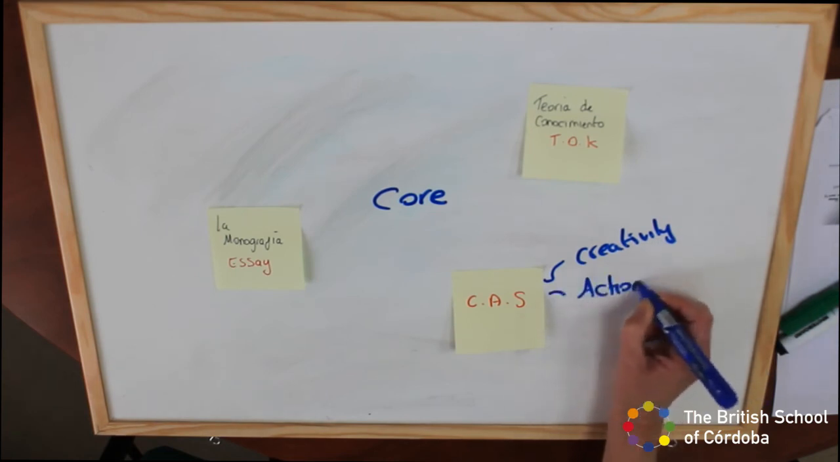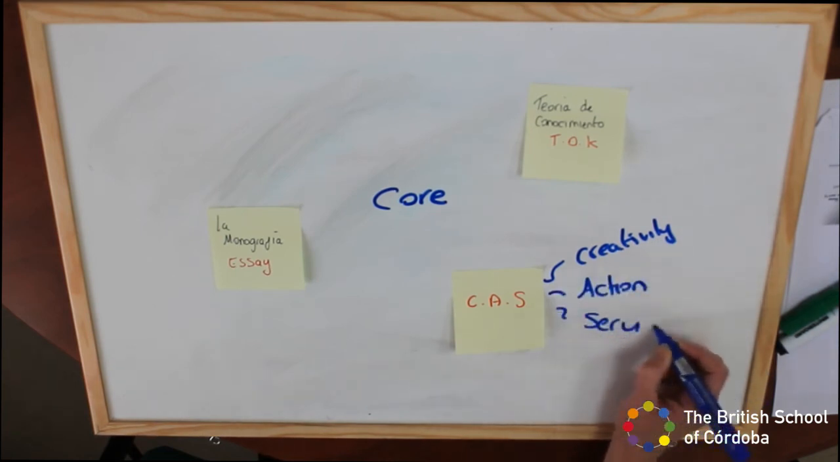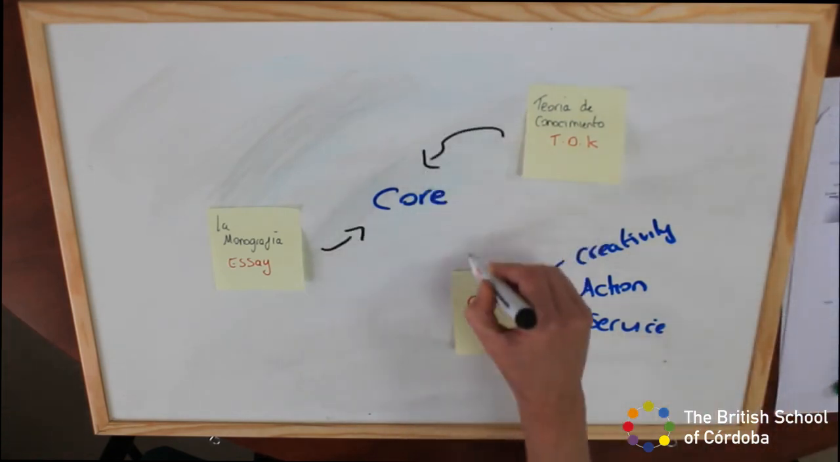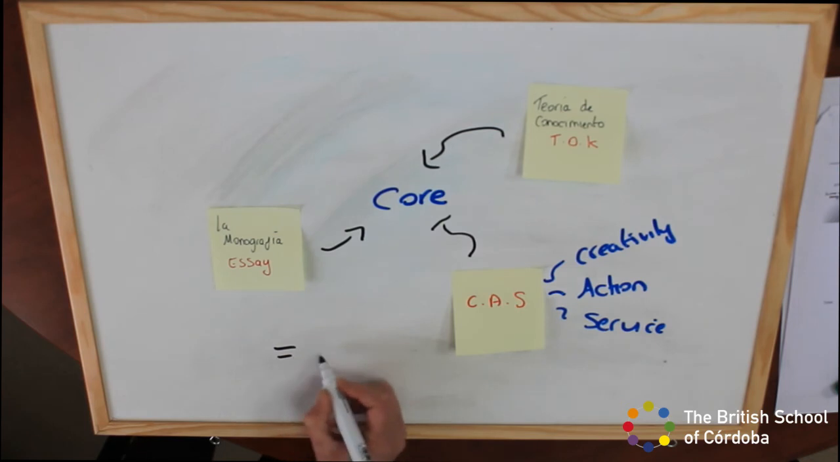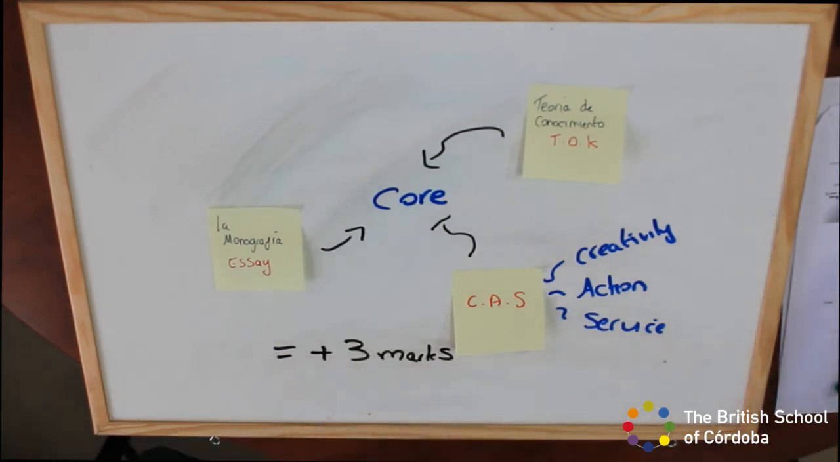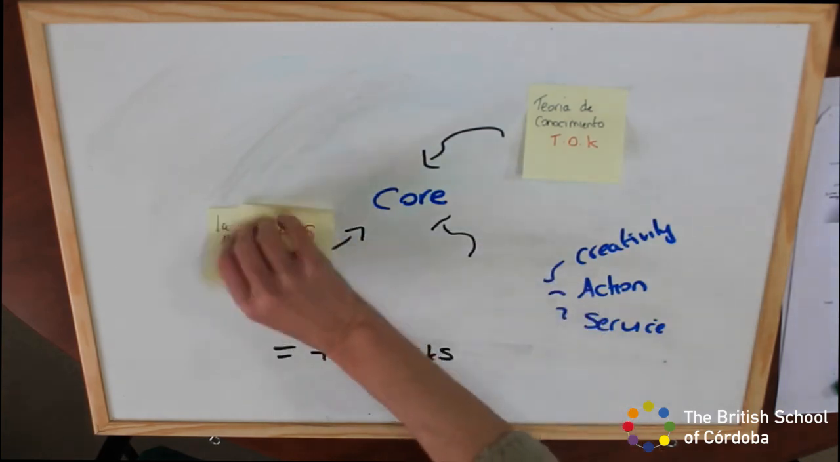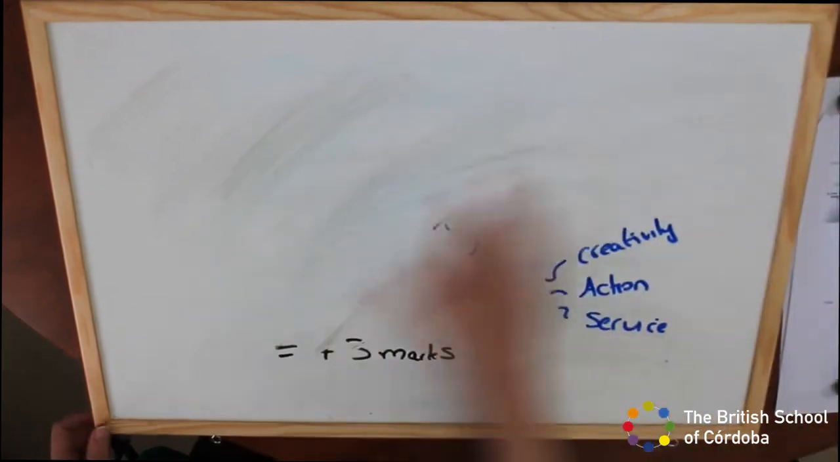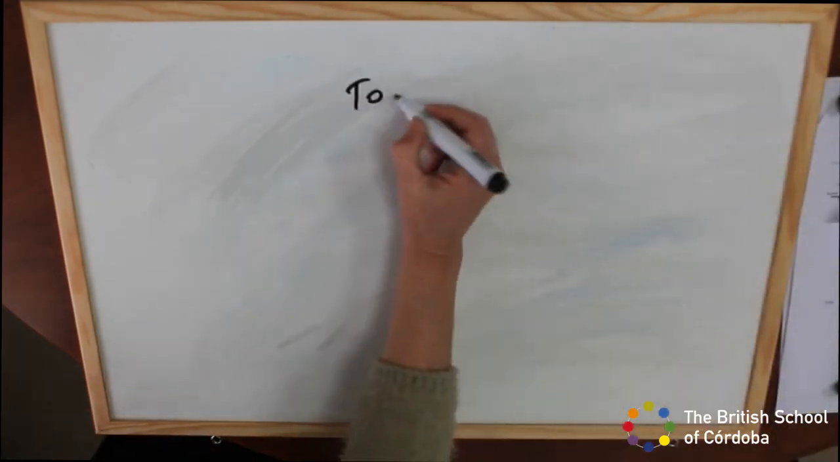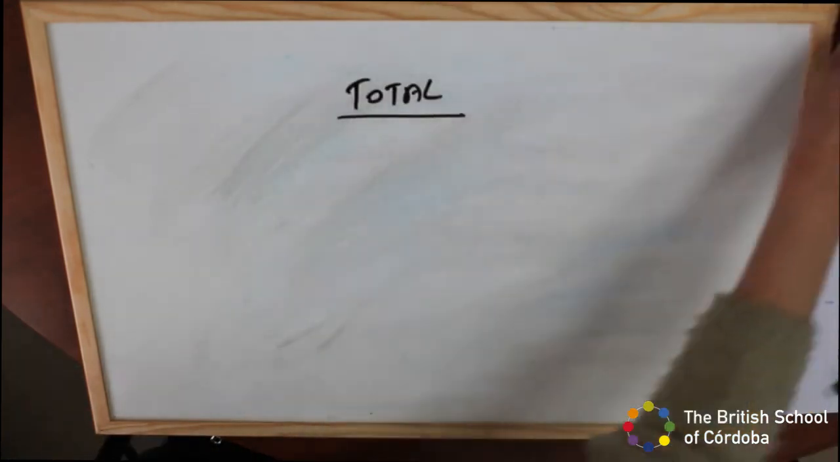And finally, they carry out creativity, action and service. This is where pupils are asked to be proactive and work as a team. They may choose to run a club, support a school project, organise a charity event, or learn a new instrument. These 3 core components enable students to add a further 3 marks to their final score.